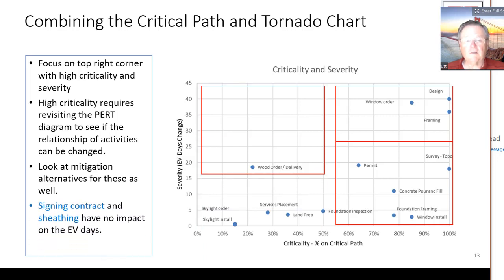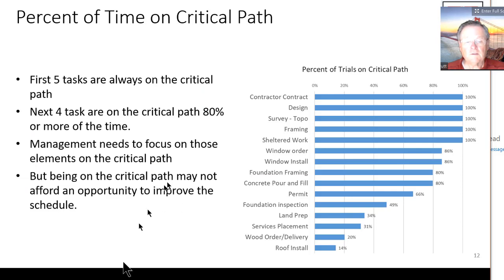The signing contract and the sheathing are not shown because they have no impact on the EV schedule. What does that mean? They're never on the critical path. Let's look at that. Signing contract and sheathing are not here because they're down here at 0. I've taken those zeros out.